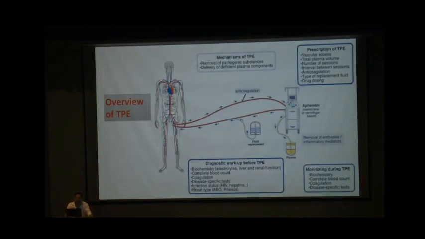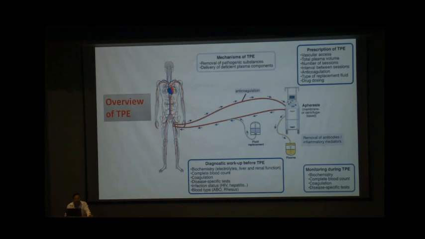So, a brief overview about TPE. Whenever we go for this, we clinicians and transfusion medicine physicians see, before prescription of TPE: what is the vascular access of the patient, total plasma volume, number of sessions, interval between the sessions, what anticoagulant is required, type of replacement fluid, and drug dosing, which needs to be adjusted, and accordingly we can give it later on if the drugs are intravascular.